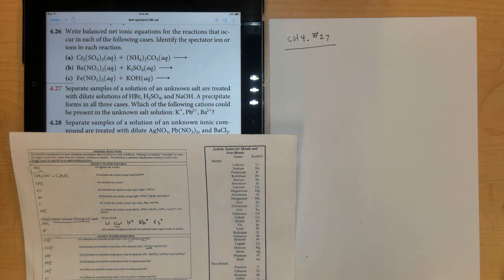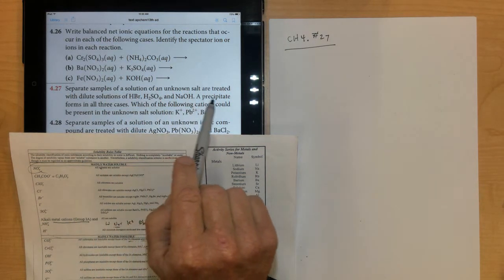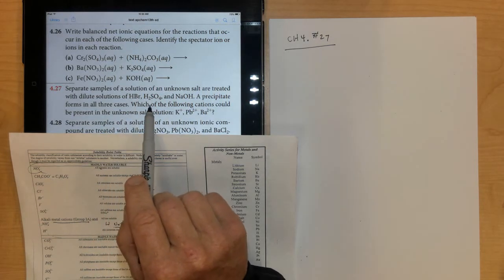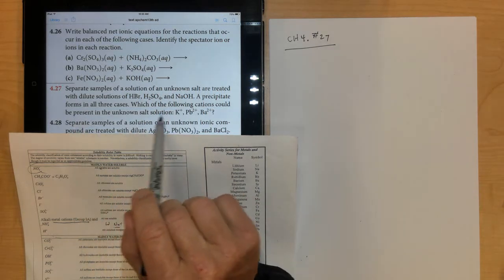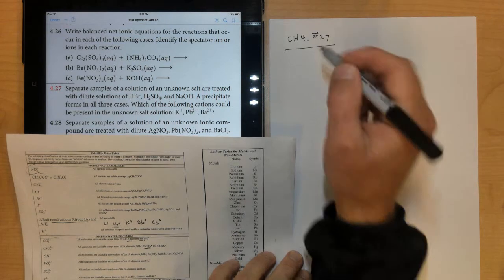Okay, this is 4.27, chapter 4, number 27, where it says: separate samples of a solution of an unknown salt are treated with dilute solutions of HBr, H2SO4, and NaOH. A precipitate forms in all three cases. Which of the following cations could be present in the unknown solution?